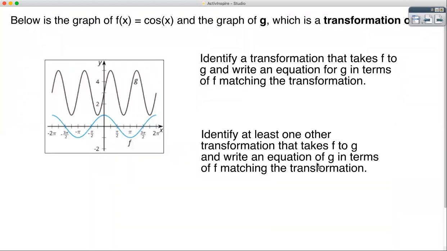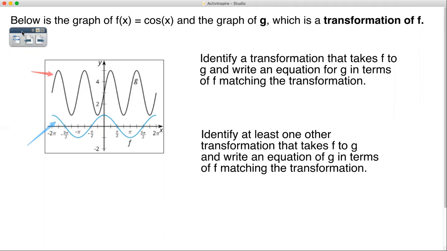So you will notice here, you have a graph of f of x. In this case, it is cosine x, and the graph of g. The graph of g is on top. It's this one right here. Now, g is a transformation of f. Our task here is to identify a transformation that takes f to g and to write the equation for g in terms of f matching the transformation.